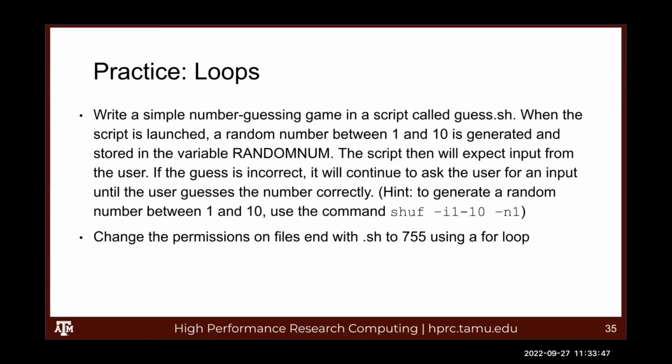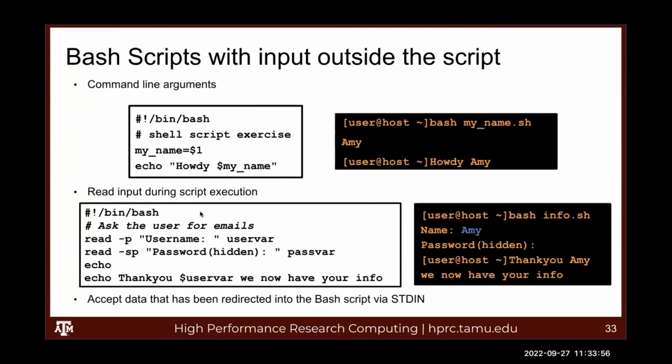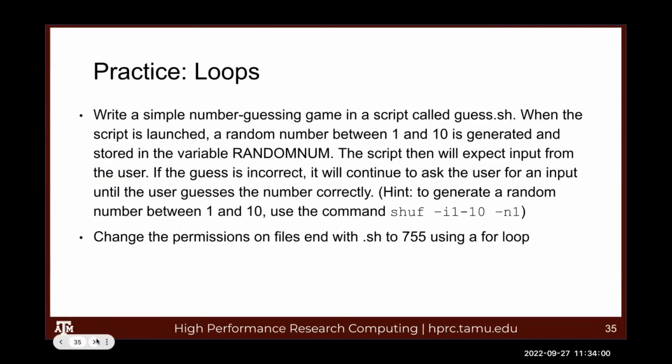The script will then expect some input from the user. So you should use this bottom one, read input during script execution, to get some input from the user and store that into a variable. If the input from the user is not the same as the random number, it should continue to ask the user for an input until the user guesses the number correctly. Hint: to generate a random number between 1 and 10, you can use this command here, and that should generate a number between 1 and 10.